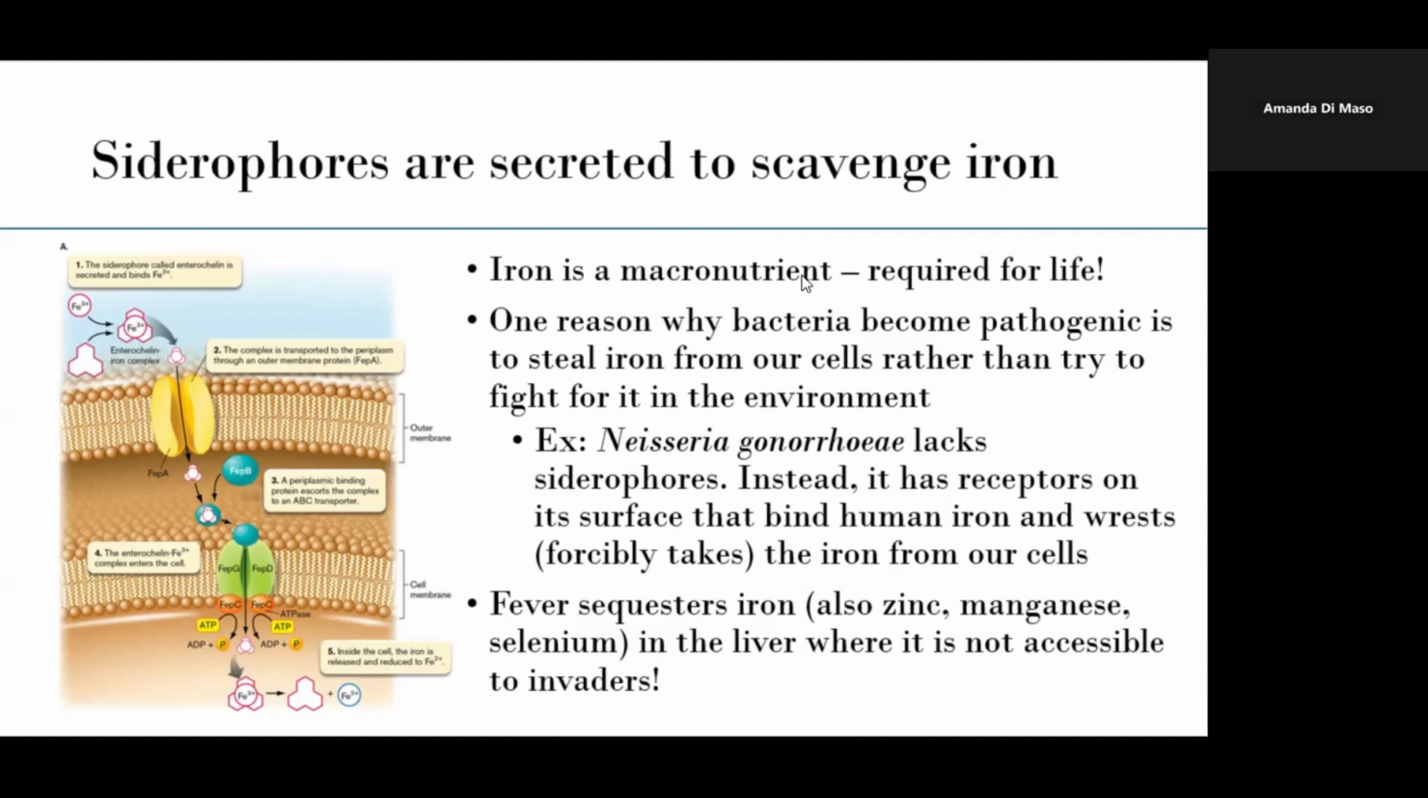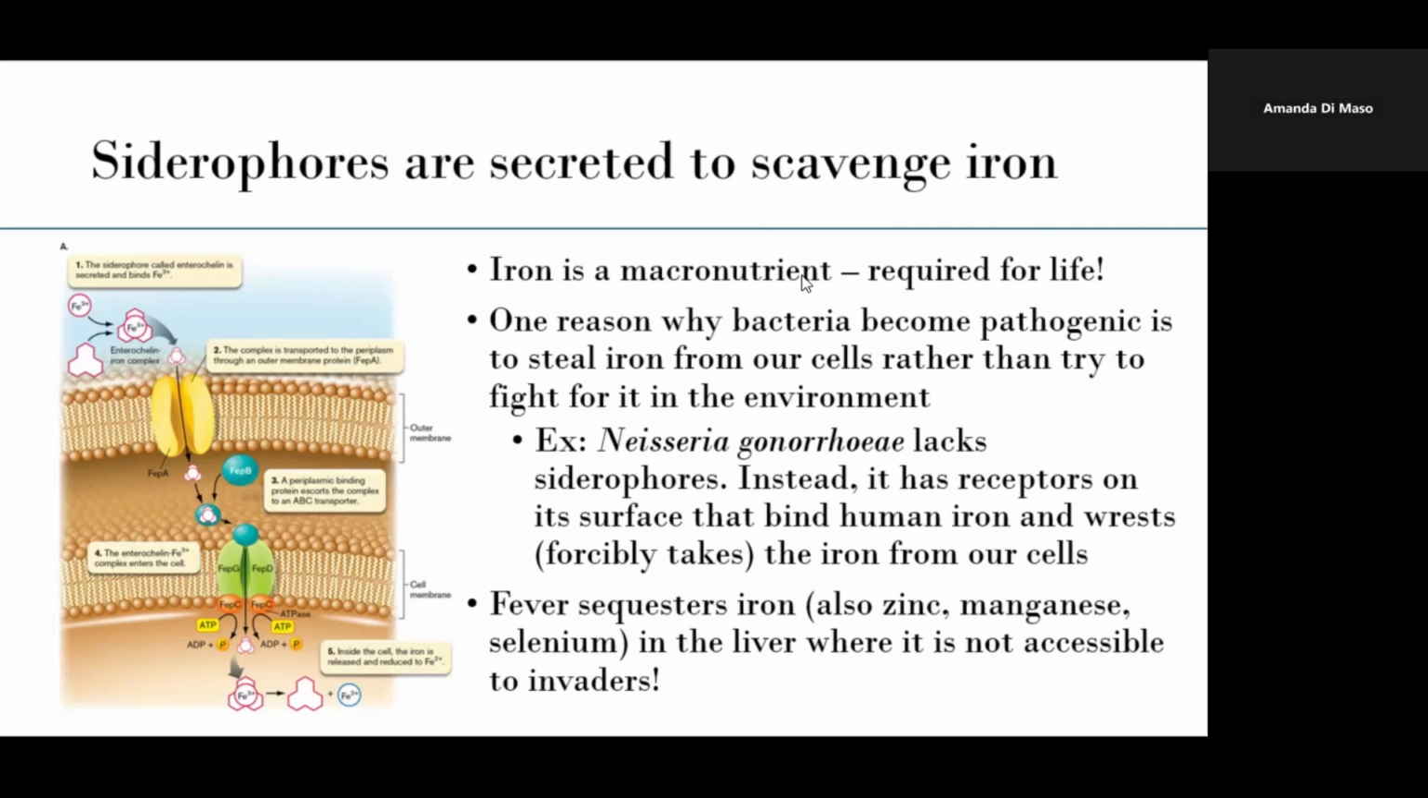So instead, they'll put receptors on the surface of their cell that, as the cell's moving around, they're like, ooh, there's some iron that's in this cell. I'm going to grab it and I'm going to steal it from the cell. So that's just one other method that you can use to get this.